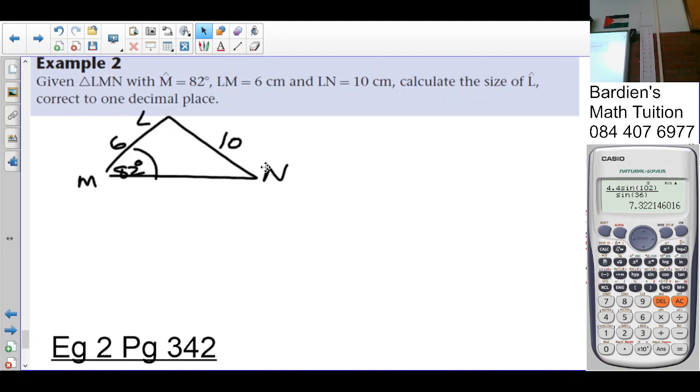Start off by saying sine L over L is equal to sine M over M is equal to sine N over N. Not so? So do that quickly.